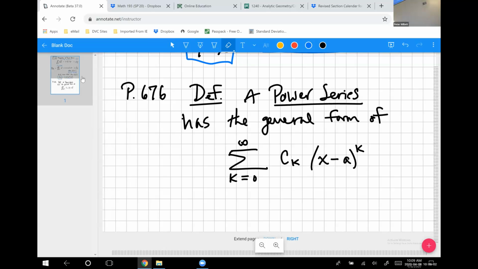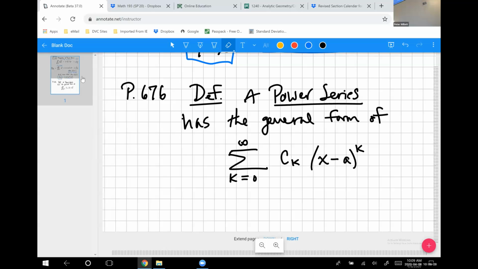It says where a and c sub k are real numbers, those are just constant values, and x is the variable. So x is the thing where you can plug in different values. That's why it's a function of x. The c sub k's are the coefficients of the power series, and a is the center. The set of values of x for which the series converges is its interval of convergence.